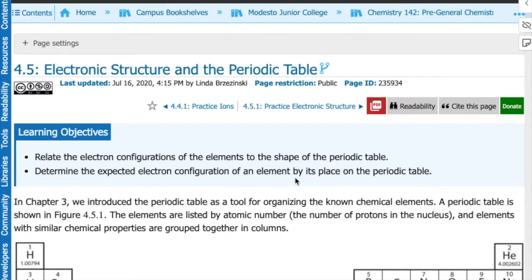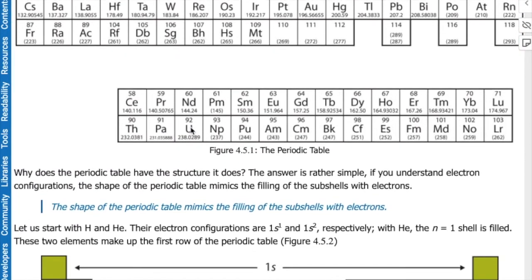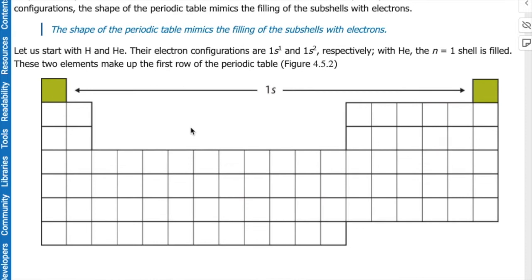Your online textbook, LibreText, in section 4.5 actually has a pretty good illustration of how to use the periodic table to remember the order of orbitals in electron configurations. So the first orbital to fill is the 1s, that's the lowest energy, as we mentioned. The first 2 electrons go in there, so hydrogen with 1 electron and helium with 2 electrons are putting their electrons into the 1s orbital.